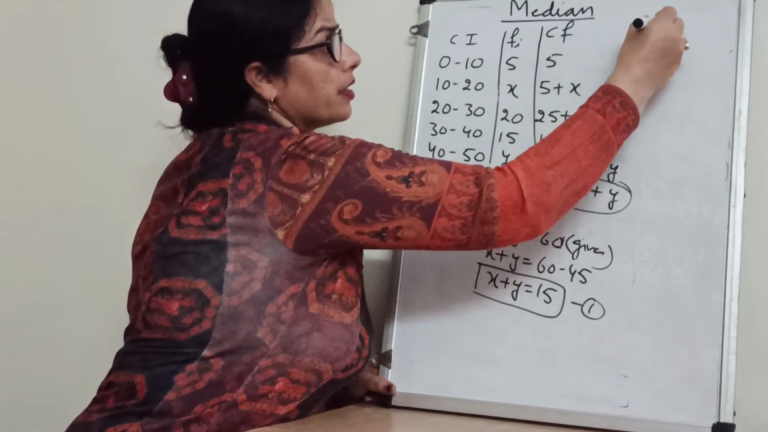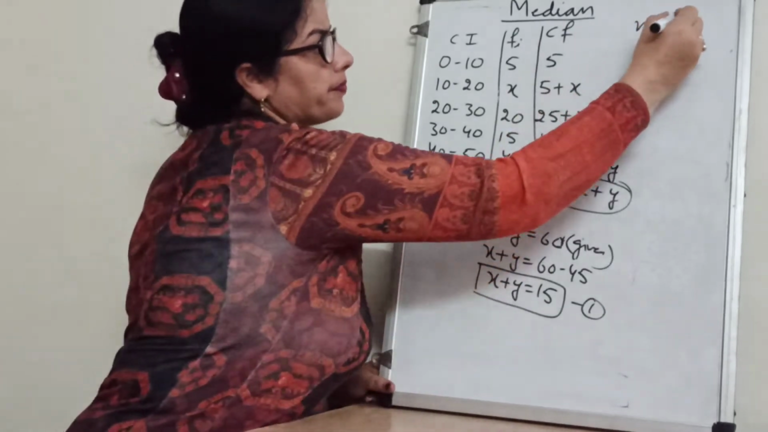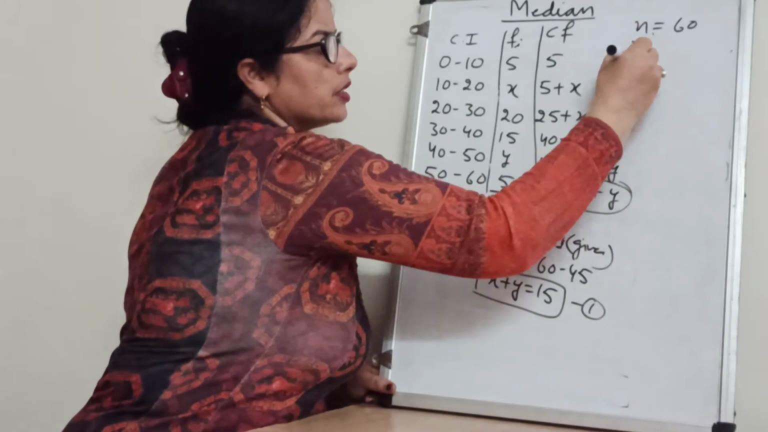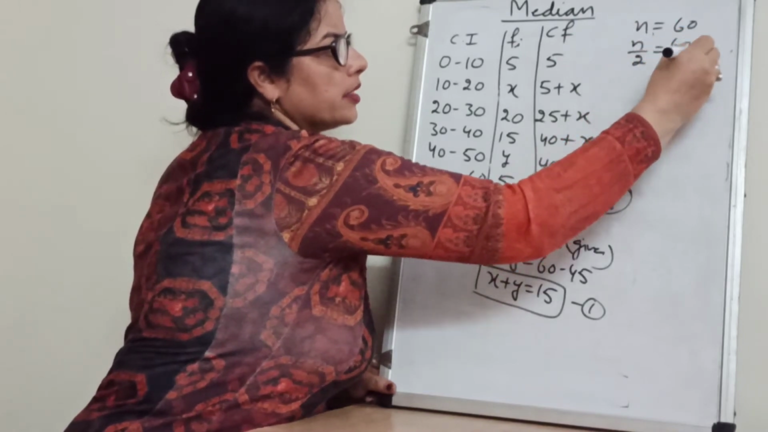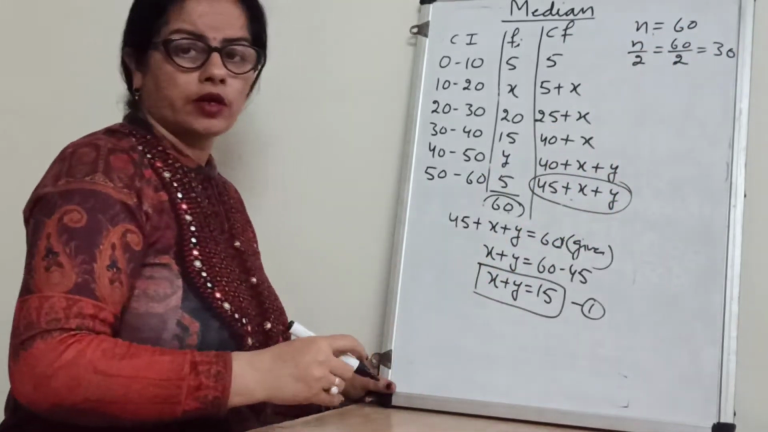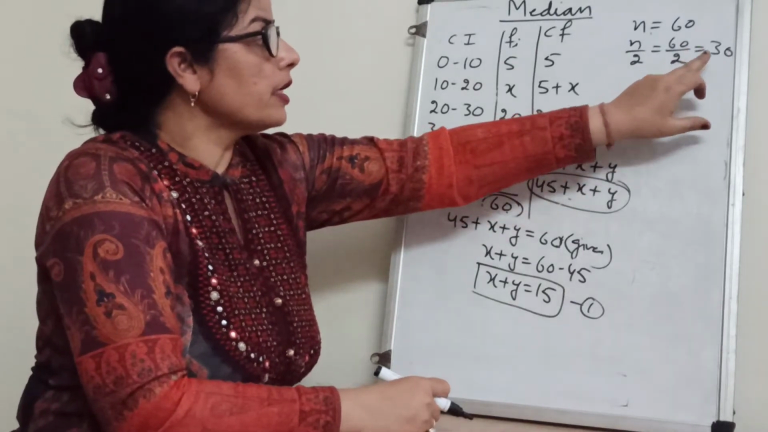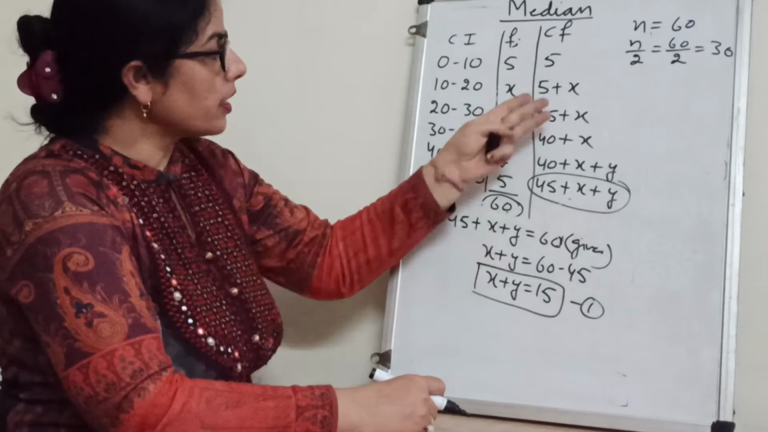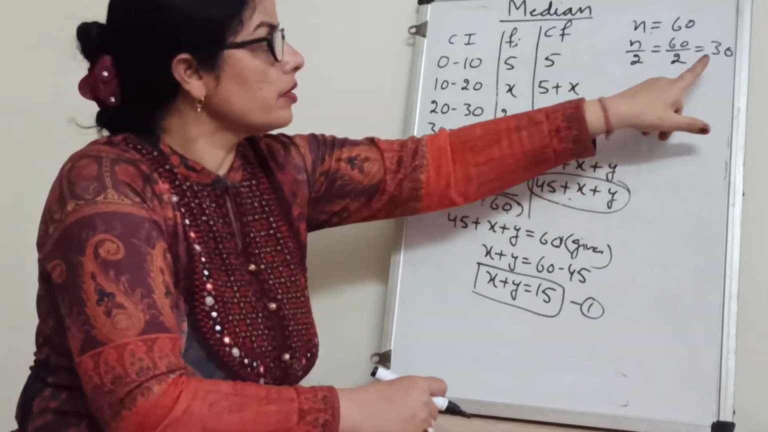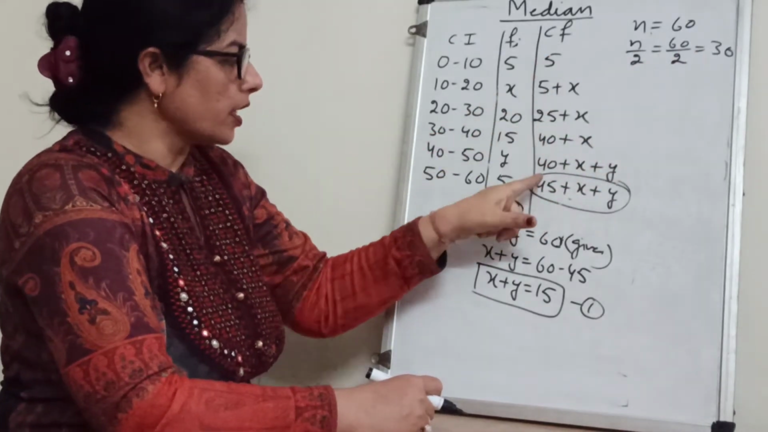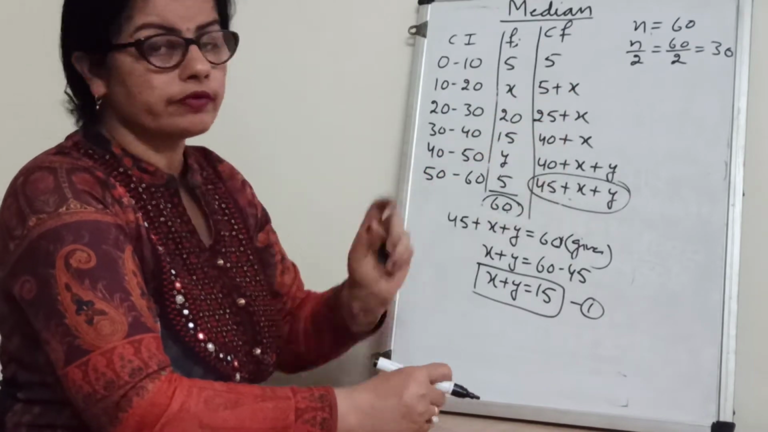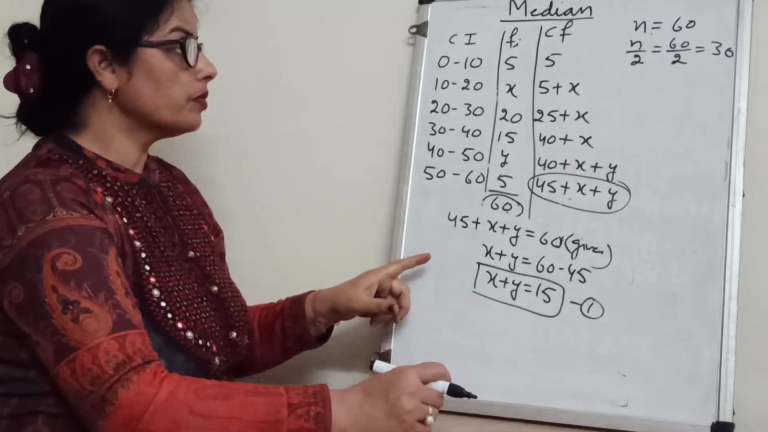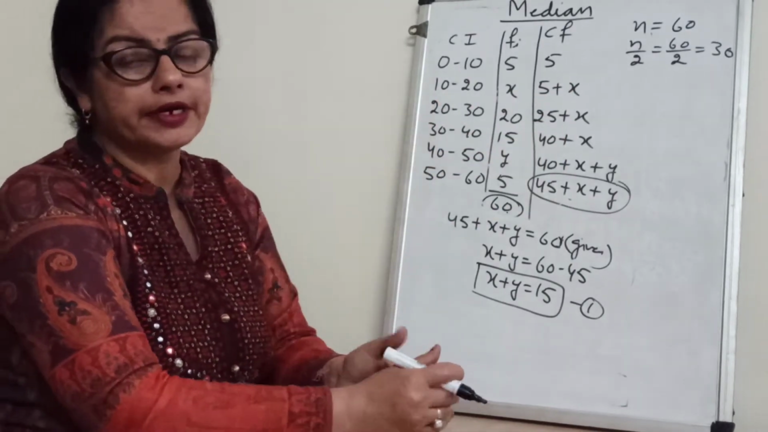See what is n here? n is 60. So n by 2 is equal to 60 by 2, that is 30. Up to now, with the help of n by 2 we were searching the median class. But here variables are there. We cannot say where the 30 is. It may be anywhere because we don't know the value of x. So how will we find the median class?